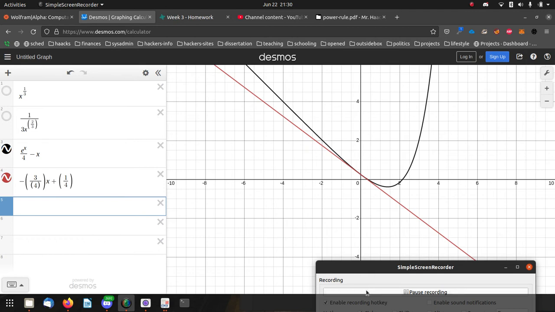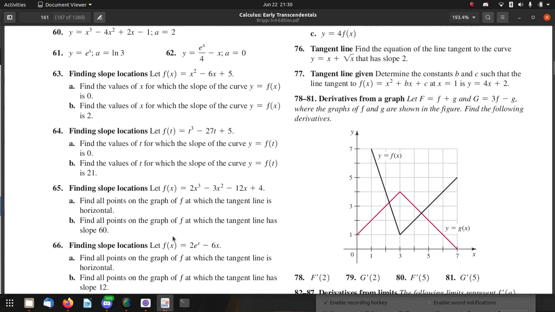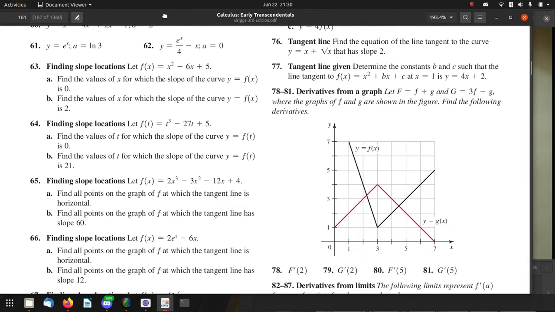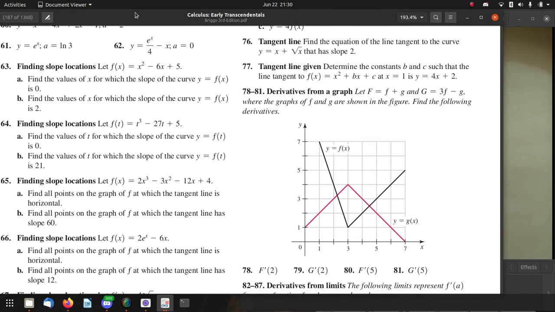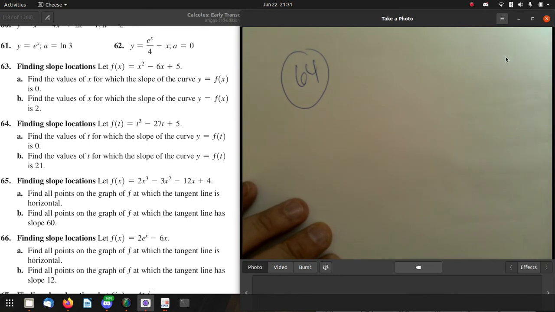All right. So 64, and I will make sure to stall. Let's get it queued up here. And we'll leave this open. And I'll just slide that over. All right, and I'll start reading it while I leave it there. So find the slope location. So f of t equals blah, blah, blah. It's a cubic function. Find the values of t for which the slope of the curve y equals f of t is 0. Okay. Find the values of t for which the slope of the curve is 21. All right, I think that's a sufficient amount of time to leave this up.